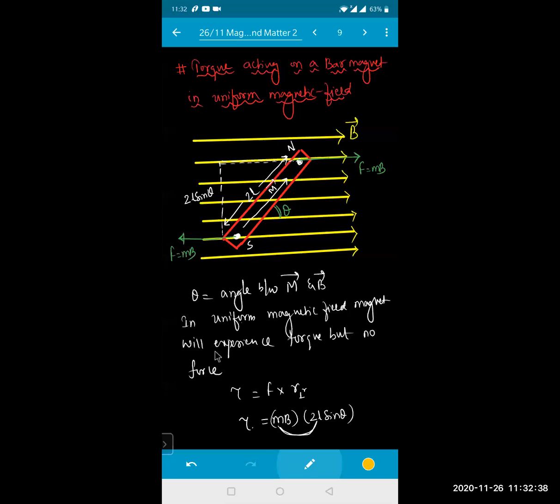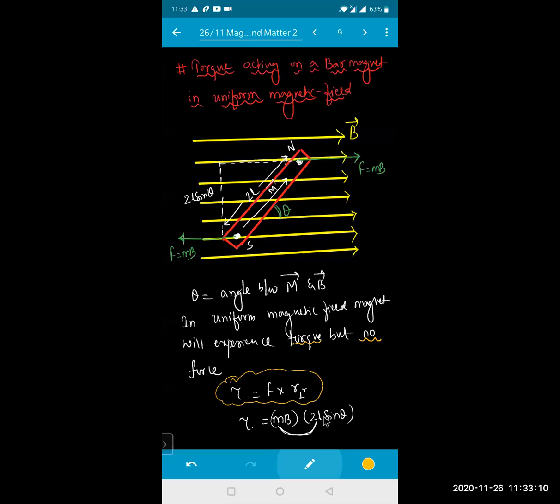A magnet in a uniform magnetic field will experience a torque but no force. Why no force? Because they are equal and opposite, so they cancel. So this force into perpendicular distance will constitute the torque. Tau is equal to force into perpendicular distance. Force is mB. The perpendicular distance is 2L sin theta. How did this come? From here to here is 2L, and since it makes an angle theta, it is 2L cos theta and 2L sin theta.